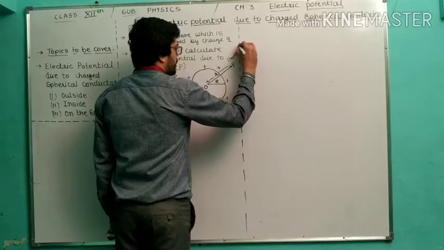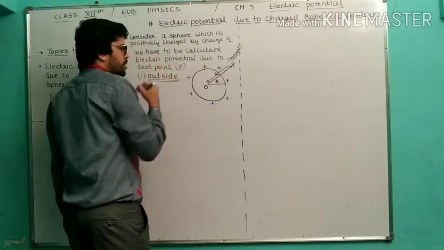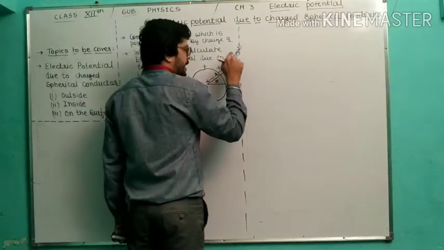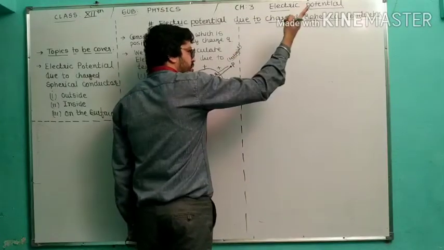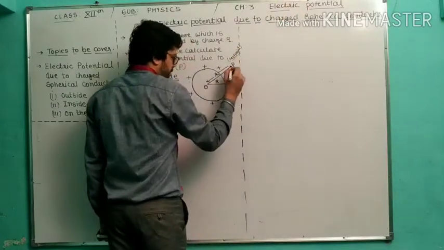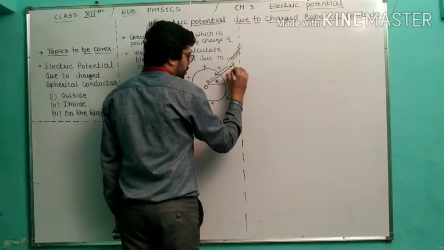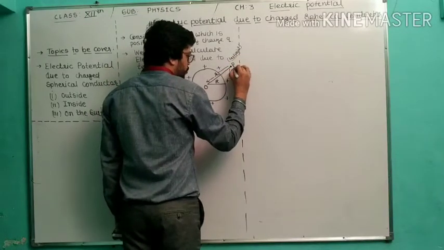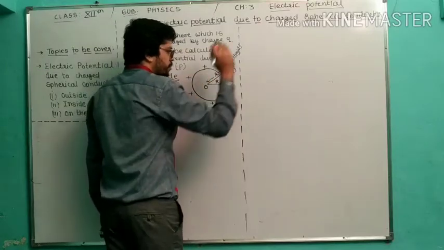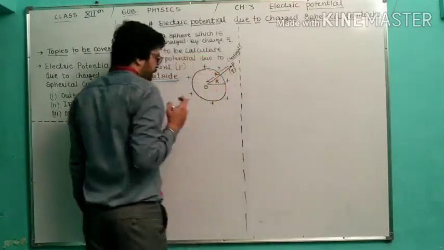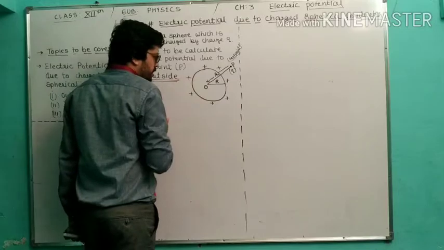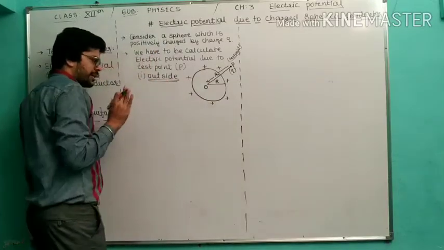Now the question arises in the mind of the student: what do you mean by test point? Test point means we are bringing a charge from infinite to a definite position. This is called a test point. So you can say that charge q we are bringing from infinity to a definite position. So this is the particular diagram for the outside condition.